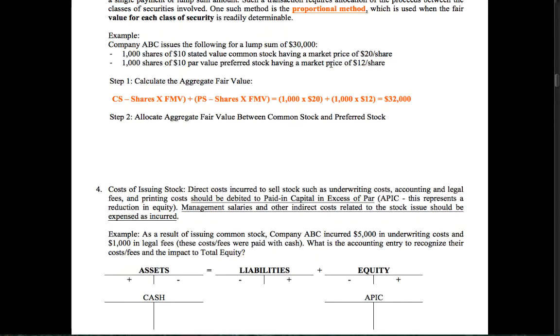As you can see, you would take the common stock shares times its fair market value, or 1,000 times 20, plus the fair market value times the shares for preferred stock, which is 1,000 shares times 12. As you can see, this equals a total aggregate fair value of $32,000. While that is the aggregate fair value, we received a lump sum of $30,000. Using this aggregate fair value, you will allocate the $30,000 lump sum between preferred stock and common stock based on their percentage of the aggregate fair value.